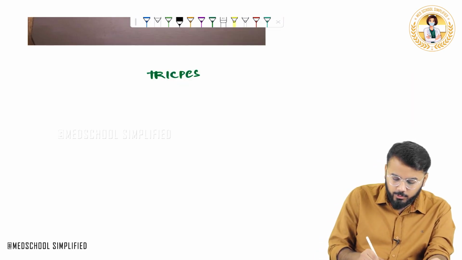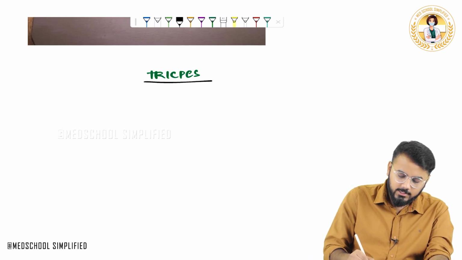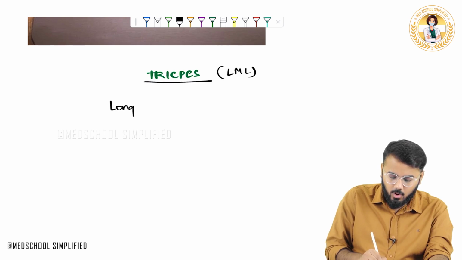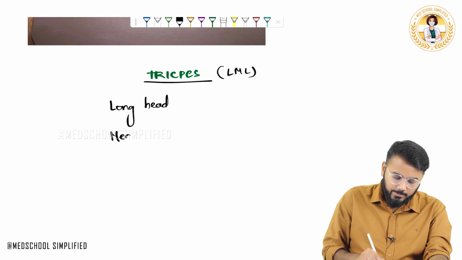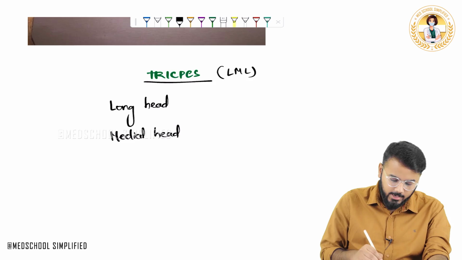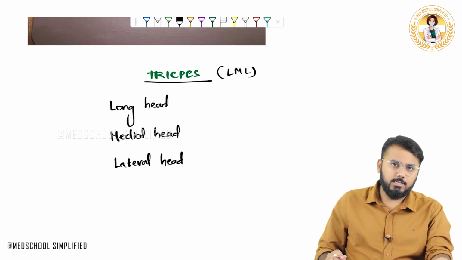As I have already told you, the triceps muscle has 3 heads. Now what are those heads? Remember by the mnemonic LML, okay? L stands for long head. We have the medial head, and we have the lateral head. We have 3 heads, as I told you, okay?